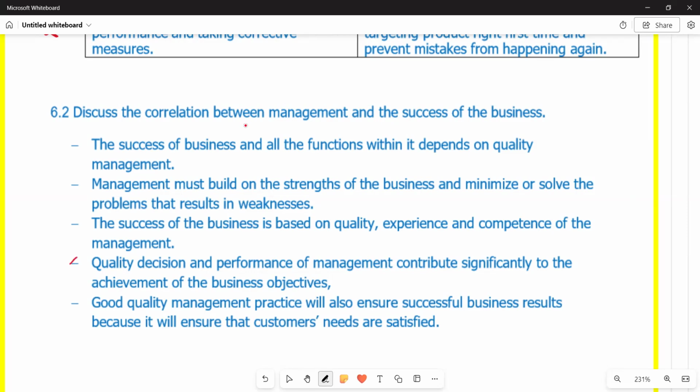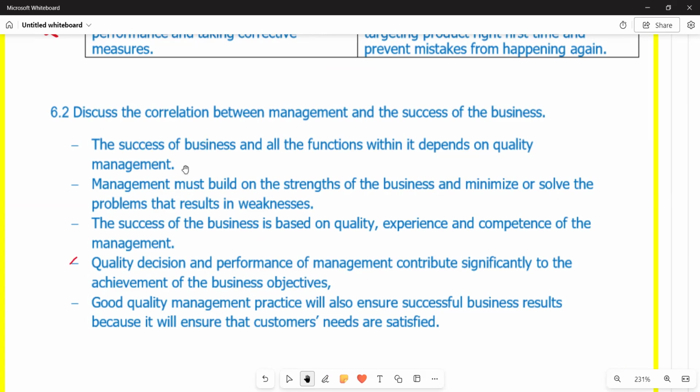So we also have to go to the next point. Quality decision and performance of management contribute significantly to the achievement of the business objectives, which is also correct. Then on the last one, good quality management practice will also ensure successful business results because it will ensure that consumers' needs are satisfied. So the management practices are how the management engage in their activities and the business. Whatever practice they put down in the operation of the business is going to impact on the success of the business. So good management practices will lead to the success of the businesses.